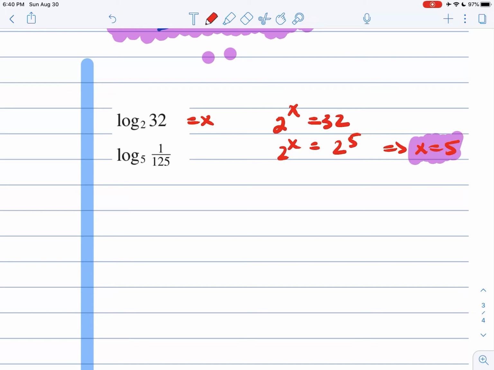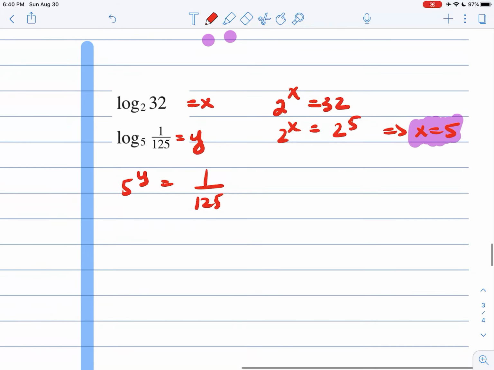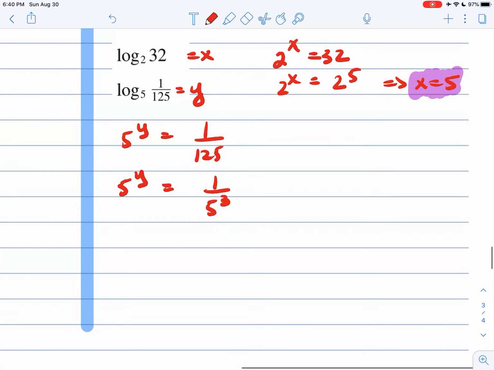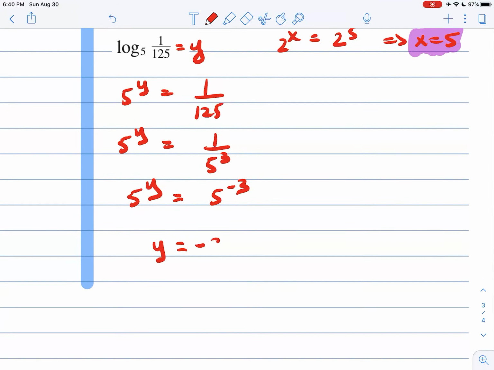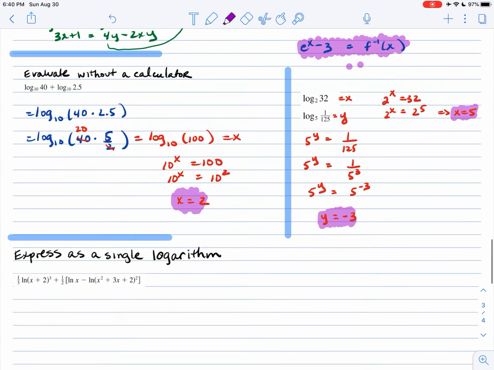Same idea here. I might say, let's call this y. Then I can say 5 to the y is equal to 1 over 125. I can rewrite 125 as 5 cubed. I can use my negative exponent rules and say that this is 5 to the negative 3. And now that I have equal bases, because 5 to the x is 1 to 1, I can say that y here is equal to minus 3. Good.